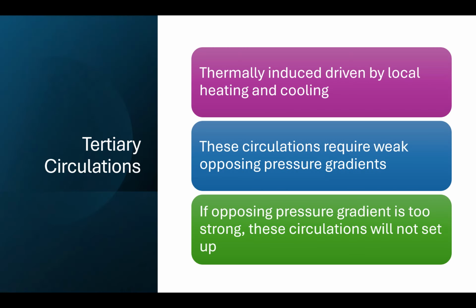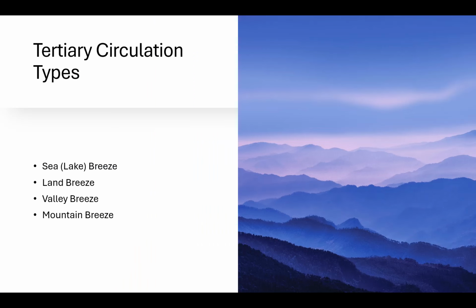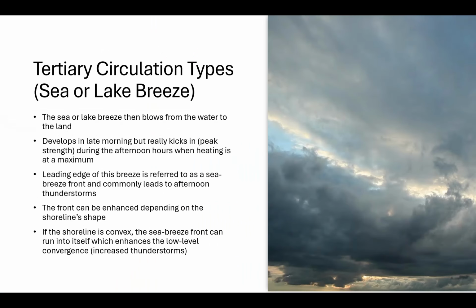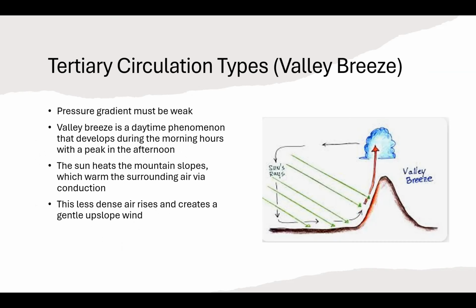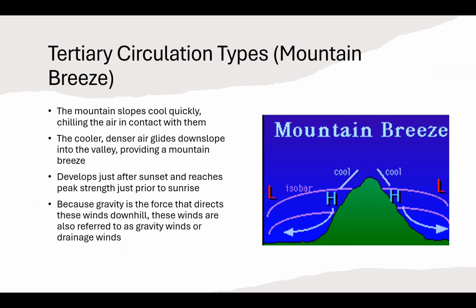Talked about tertiary circulations, which are thermally induced, driven by the local heating and cooling of the day during the summer season. And there are some examples we talked about: sea breeze, lake breeze, as well as land breeze. And then we talked about valley breeze as well as mountain breeze.